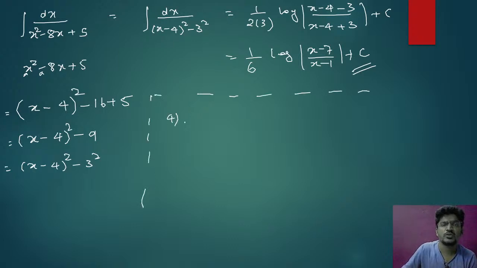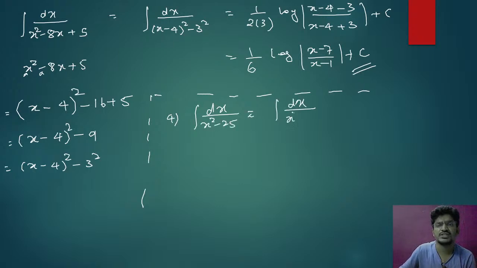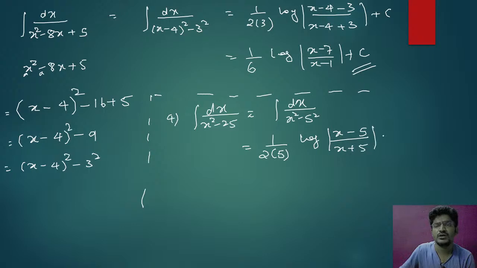So quickly you can see the fourth problem. What is the fourth problem? Integration of dx divided by x square minus 25. That will be integration of dx divided by x square minus 5 square. Directly use formula 1 by 2a. A value is 5. Log of mod of (x minus 5) divided by (x plus 5) plus c. This is your answer: 1 by 10 log of mod of (x minus 5) divided by (x plus 5) plus c.